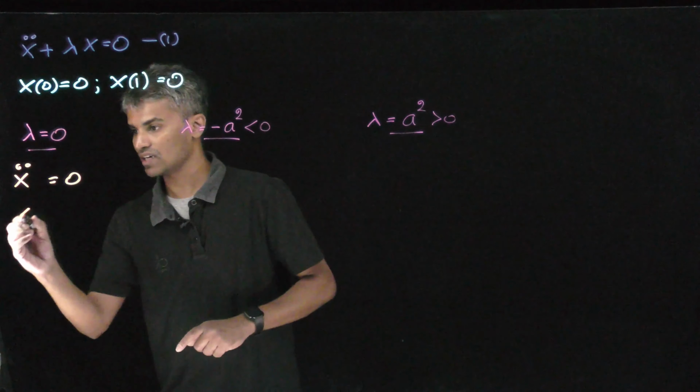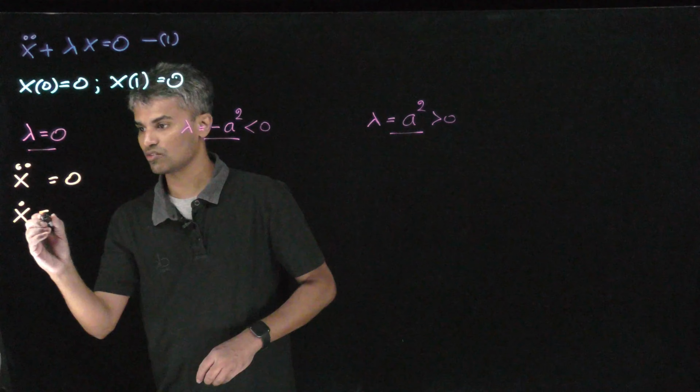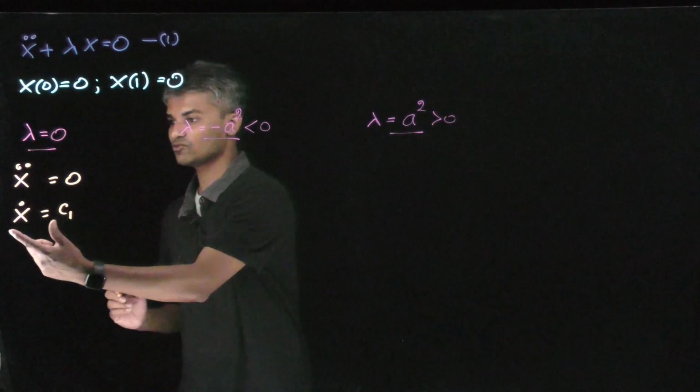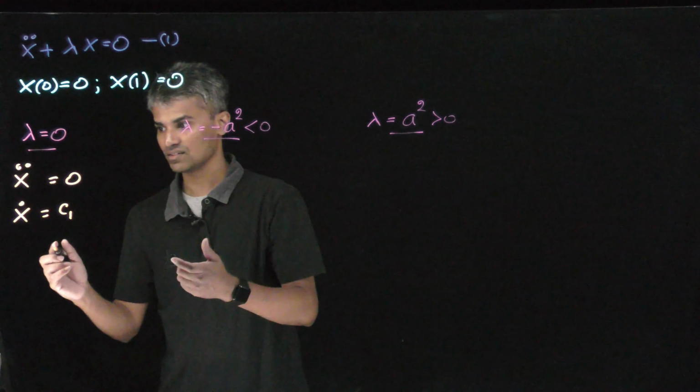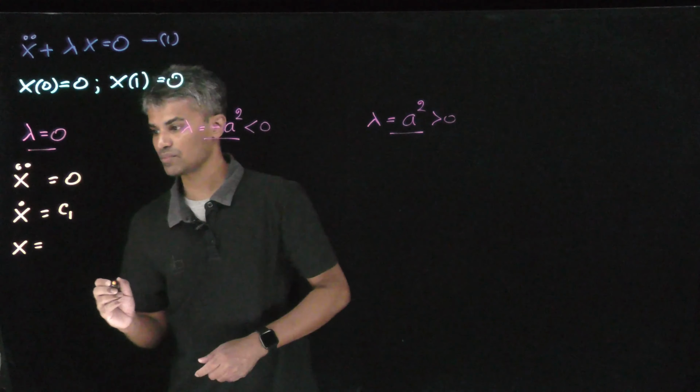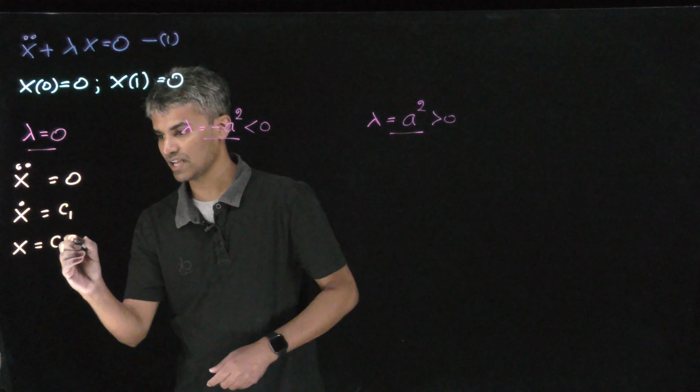So if you integrate once, then you will get X dot equals a constant, let's say c1, and we have to integrate this one again to get the solution for big X. Then you will get big X equals c1 x plus c2.